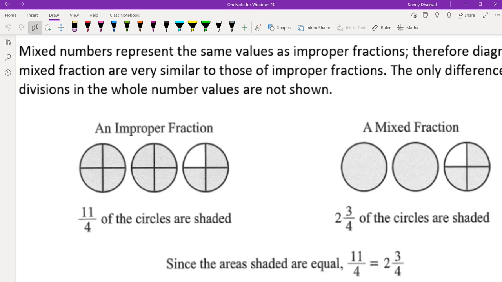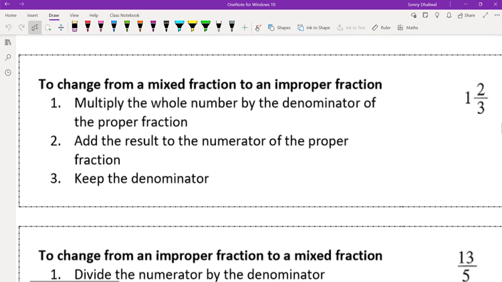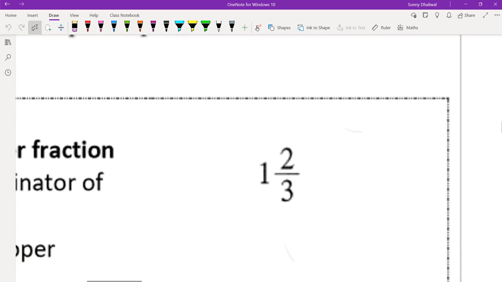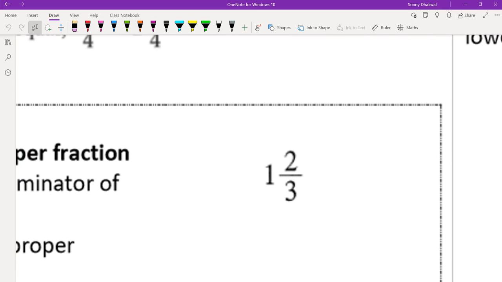But we need to be able to go back and forth because it's easier to do some math operations in one format versus the other format. So you need to be able to go back and forth between these two things. These aren't different numbers, they're equivalent numbers, right? Just represented in different ways. Okay, so mainly we're going to go from a mixed fraction to an improper fraction, right?